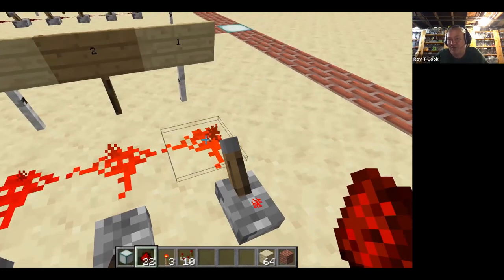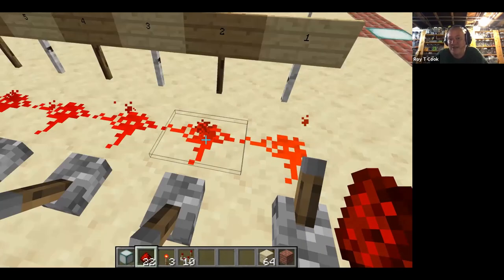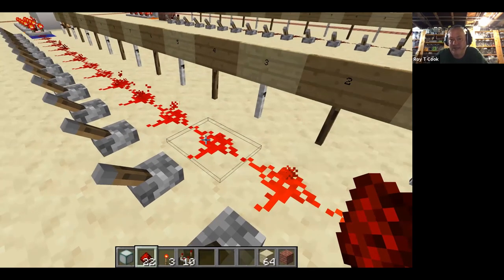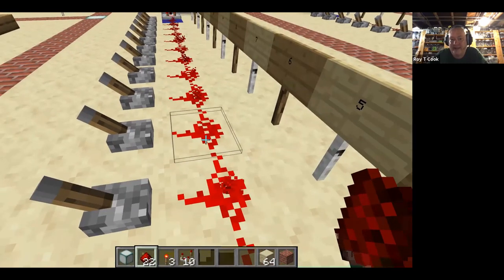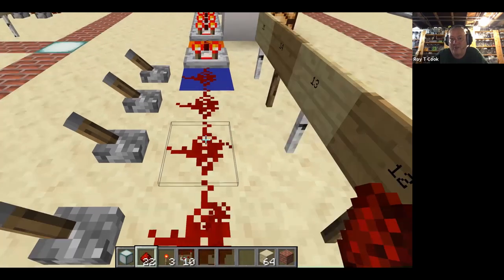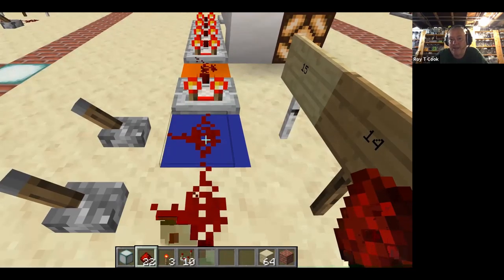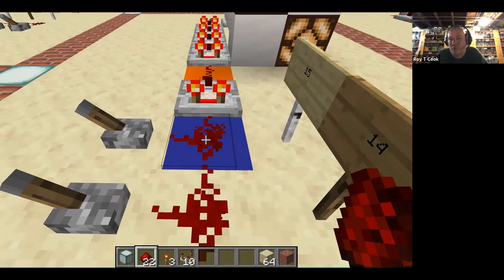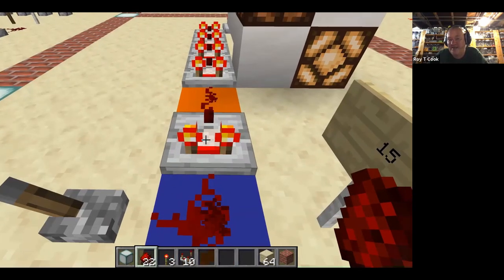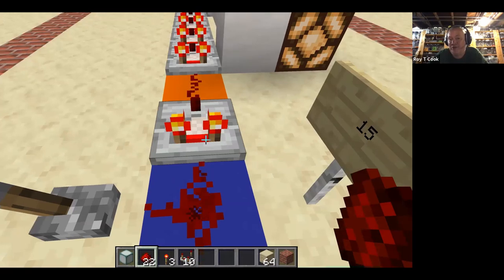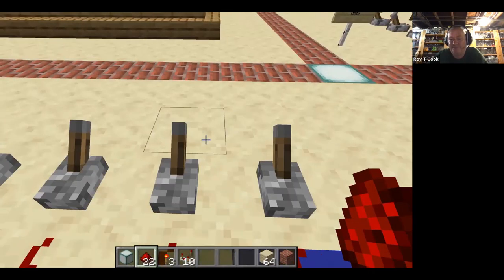So if this has a charge of 15, then this next Redstone dust patch has a charge of 14. This has a charge of 13, 12, 11, 10, 9, 8, 7, 6, 5, 4, 3, 2, 1. So right now, this bit of Redstone dust is just charged to level 1, okay? And if we'd done one more consecutive Redstone patch, that wouldn't have any charge at all, right? The charge would peter out, okay?